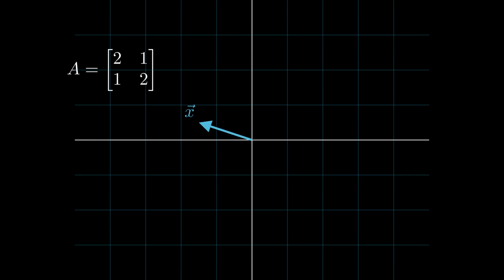Now, let's look at a general vector, x. When we apply matrix A, it transforms to Ax, changing direction. But watch this special vector, v1. When we apply A, it becomes Av1. Notice how Av1 points in the exact same direction as v1. It only got scaled, stretched.